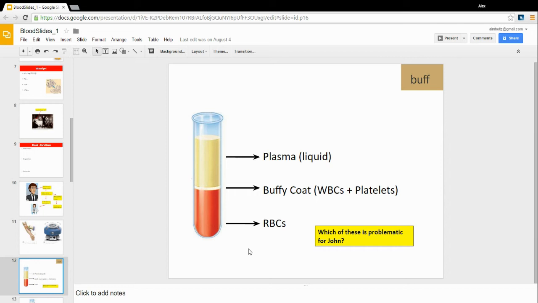In the buffy coat, we've got white blood cells and platelets. And notice how small that little buffy coat is. Sometimes you can't even see it with your naked eye. At the bottom, we got a big red area. And that's where we find our red blood cells. Now, what I want you to think about is which one of these three areas might be problematic for John. If you need to, look up what these three formed elements, red blood cells, white blood cells, and platelets, do. And think about which one of these is going to be a problem for him.